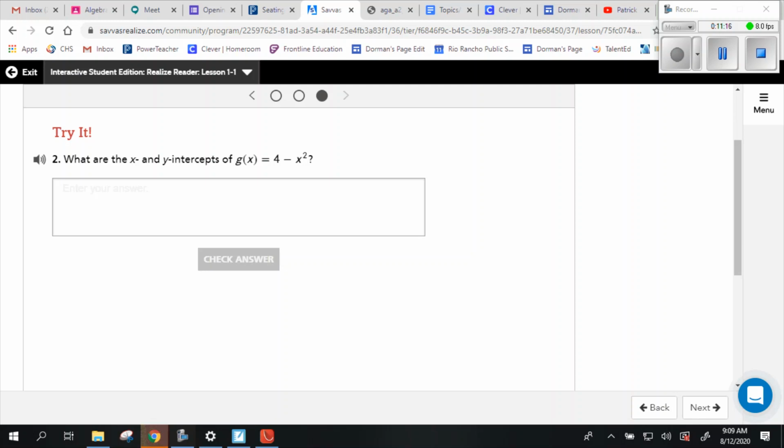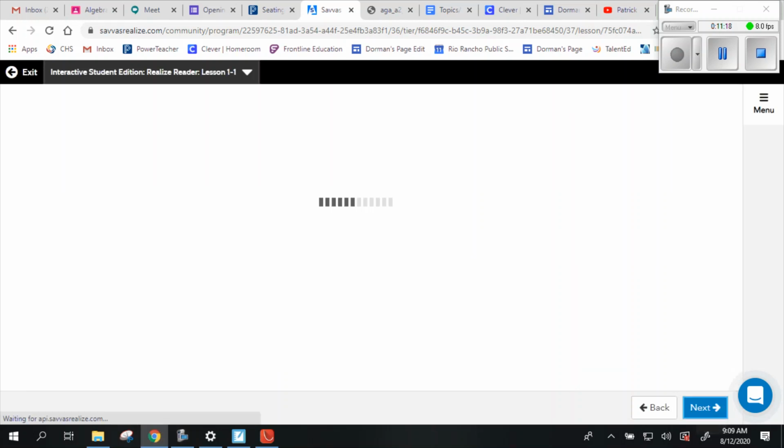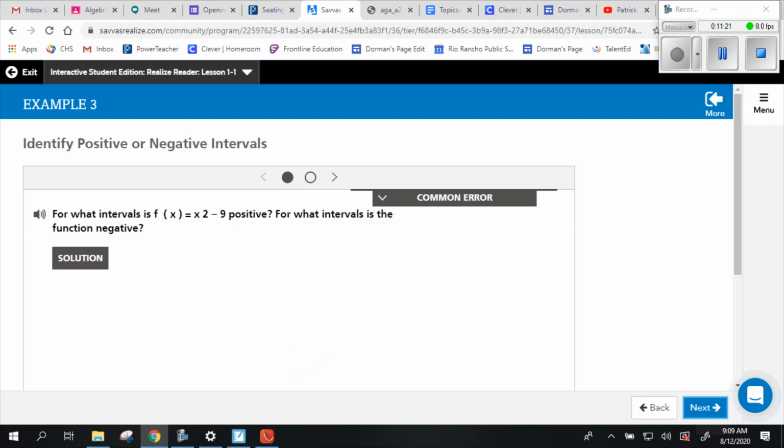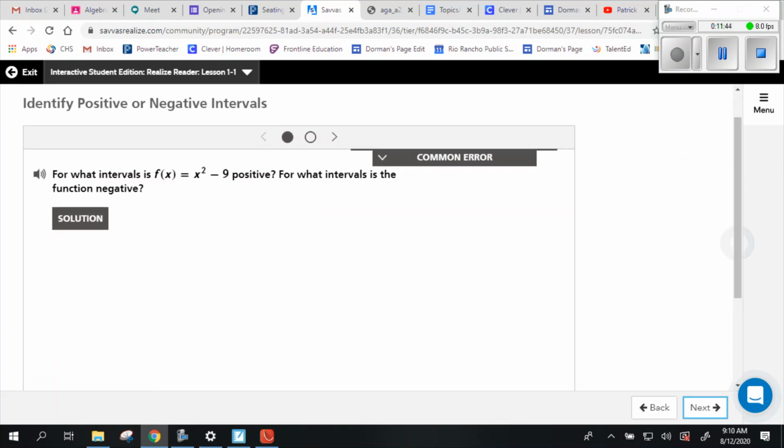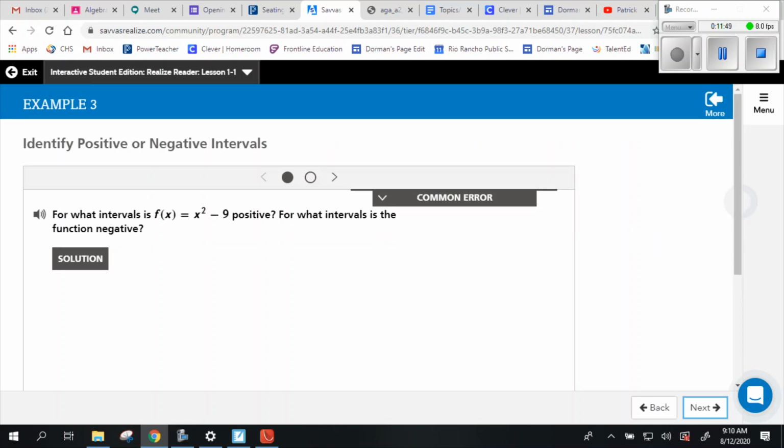And that is that we're going to identify positive or negative intervals. So for what intervals is the function f of x equals x squared minus 9 positive? And for what intervals is the function negative? Okay, well, there are a couple of different approaches to this. I'm going to show you both. Let's see. I'm going to click on my More tab right here, and let's go ahead and graph this with our Desmos calculator, since it's right there.